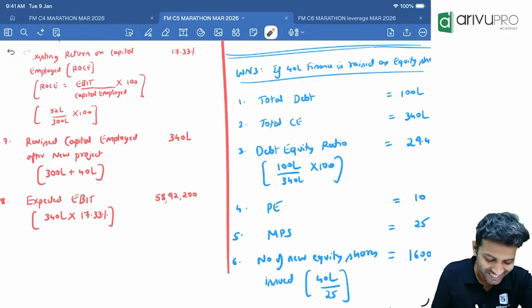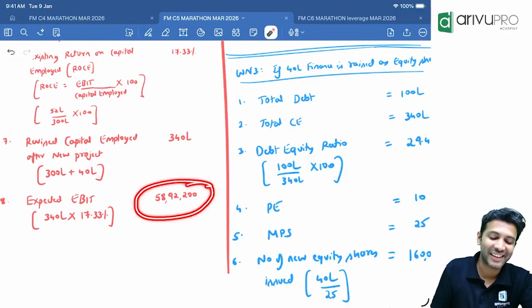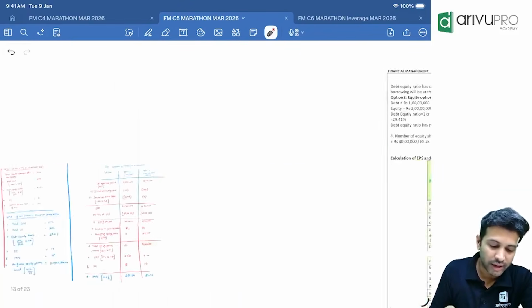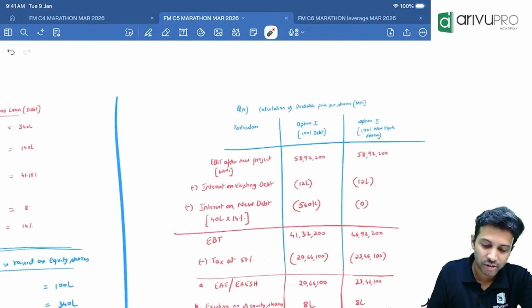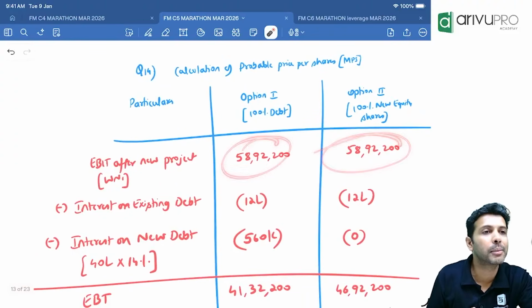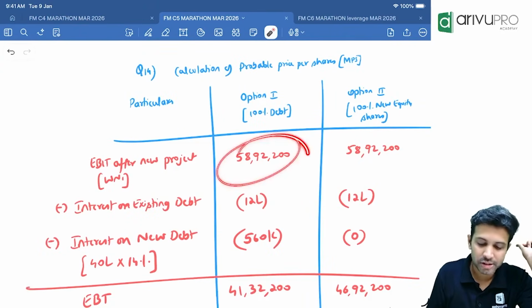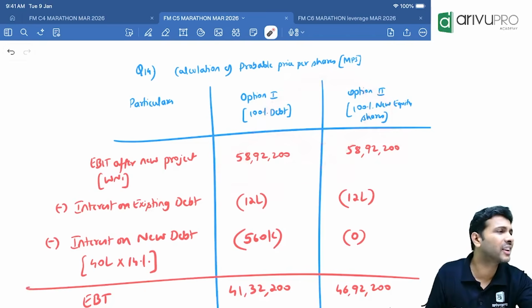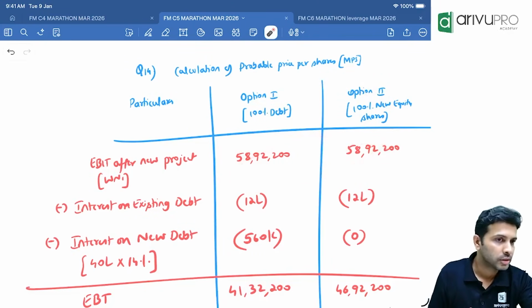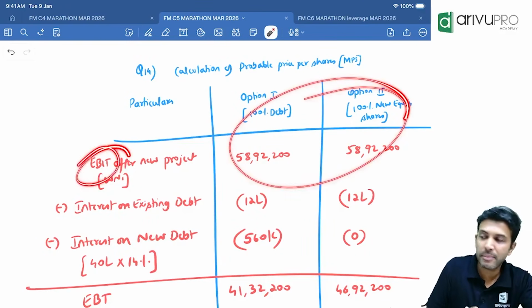What is the expected EBIT? 58 lakh 92,200. Sir, whether you take the money through equity shares or through debt, the new project ka EBIT will be the same. Because of this option, interest will change. EBIT will be the same, okay? Because this is earnings before interest and tax. Understood? Because of your financial plan, EBIT will not change.